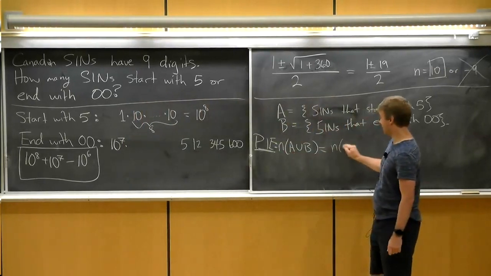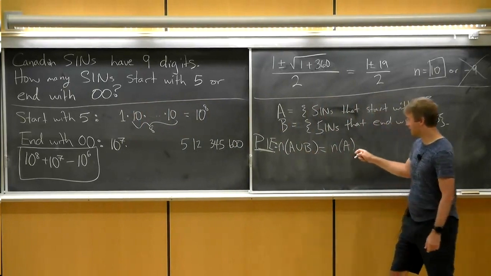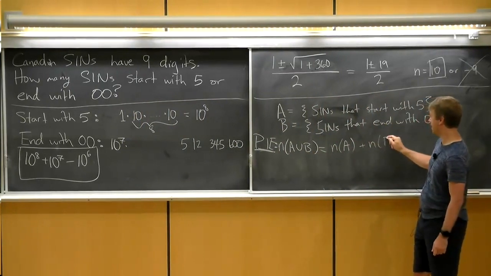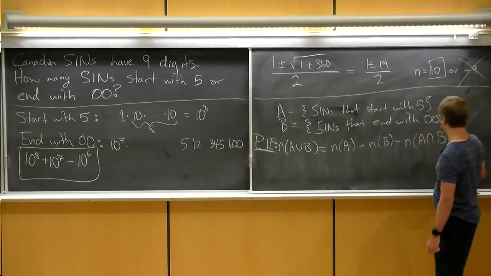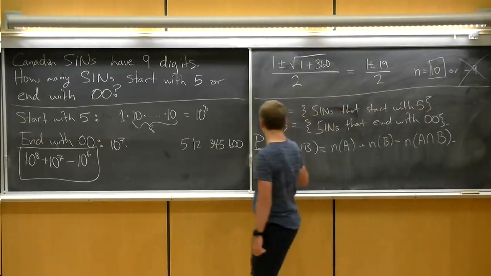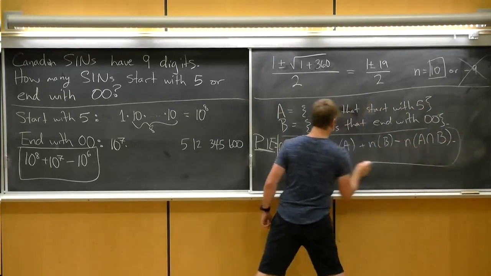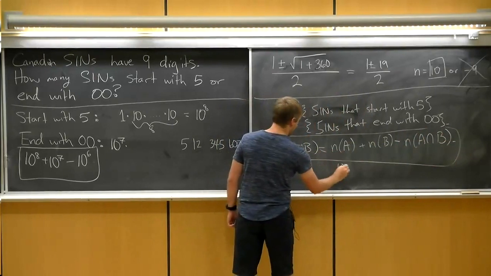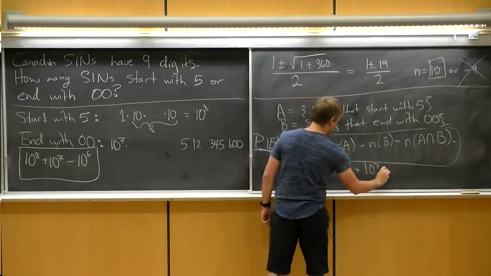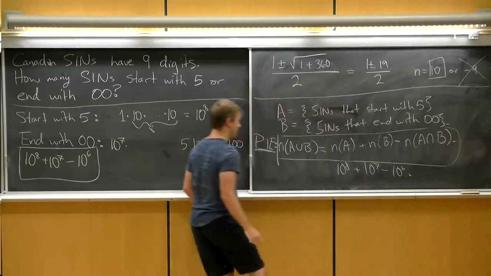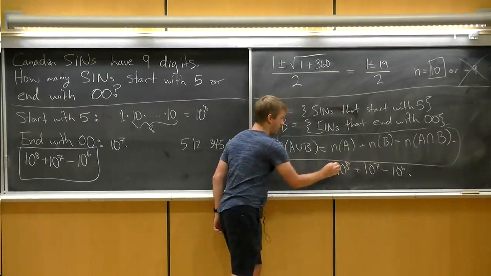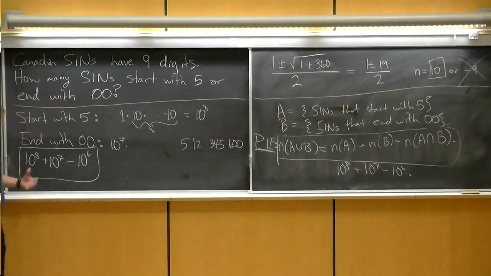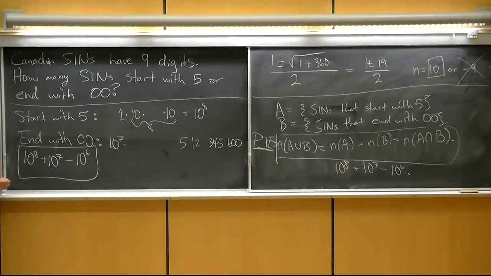The number of elements in the union is the same as n of A plus n of B minus n of A intersect B. This is equal to 10 to the 8, plus 10 to the 7, minus 10 to the 6. So here we were secretly using the principle of inclusion-exclusion.